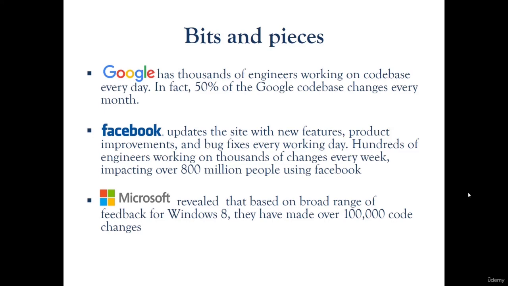Hundreds of engineers are working on thousands of changes every week, impacting over 800 million people using Facebook. So 800 million people all over the world are using Facebook, and a big development team is fixing and writing code each and every day. Another example: Microsoft revealed that based on a broad range of feedback for Windows 8, they made over a thousand code changes.